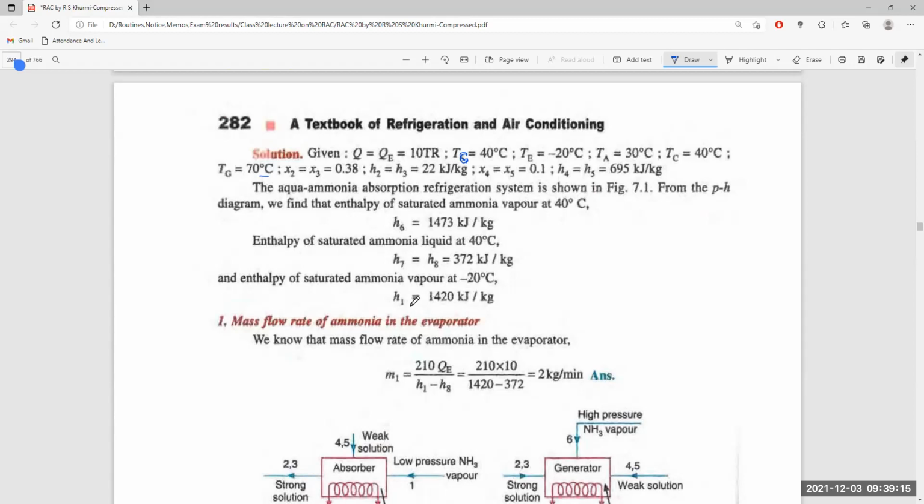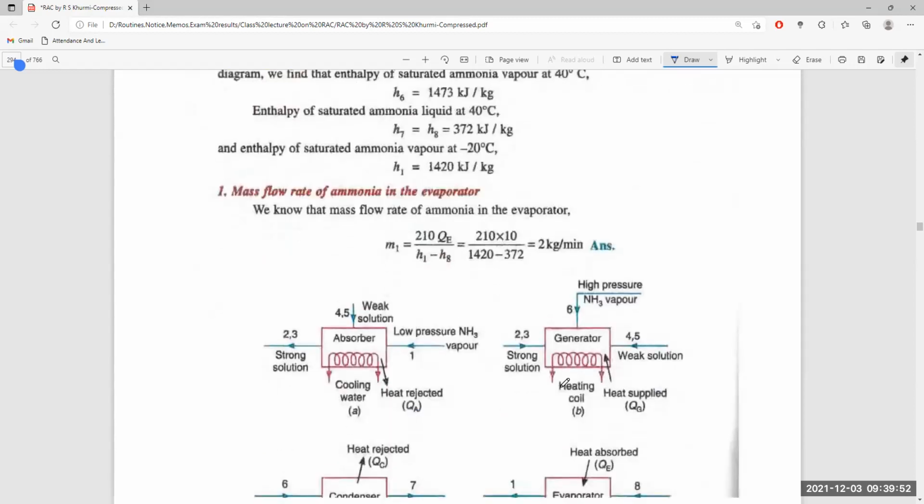The mass flow rate of ammonia in the evaporator is given as the capacity of the refrigerating system, that is QE multiplied by 210, the capacity per ton, divided by H1 minus H8. H1 is the enthalpy of the saturated vapor, and H8 is the enthalpy of the saturated ammonia liquid at 40 degrees centigrade. So you put all these values together, you'll get mass M1 equal to 2 kg per minute.